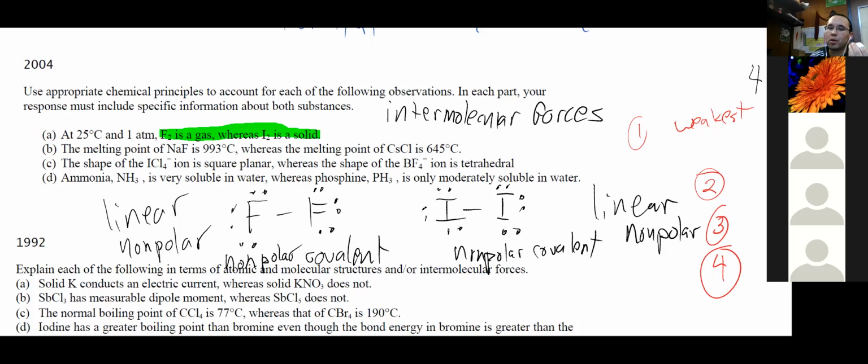So if you have stronger intermolecular forces, you will have a higher melting point. You will have a higher boiling point. All of those things will be going up because you have stronger intermolecular forces holding those molecules together. Right? So you have to keep increasing the temperature before you have enough energy to vibrate those molecules apart to create that transition. So iodine is a solid at 25 degrees Celsius and 1 atm because it has stronger intermolecular forces, because it has stronger London forces, because it has a higher molar mass compared to fluorine.